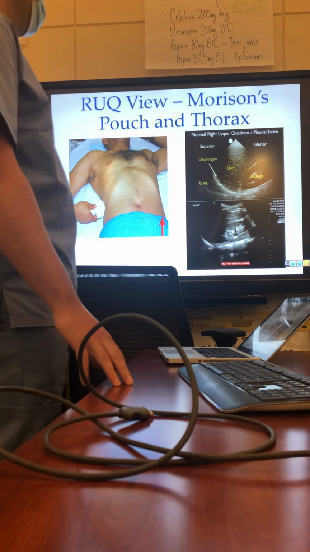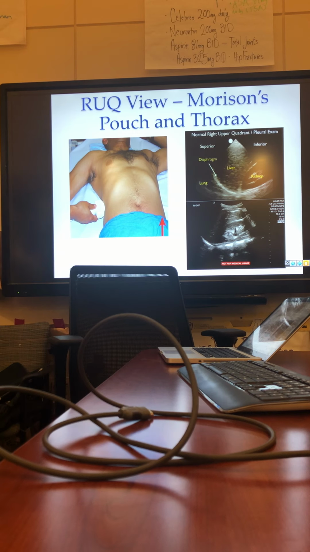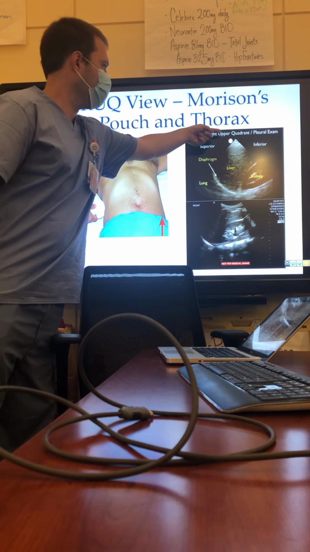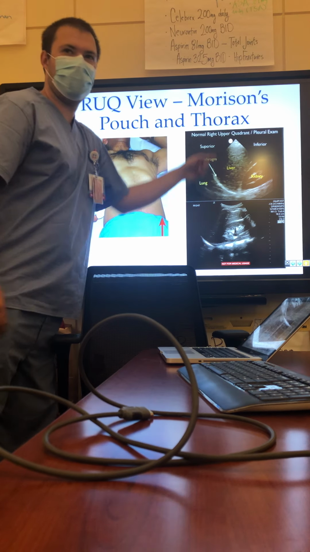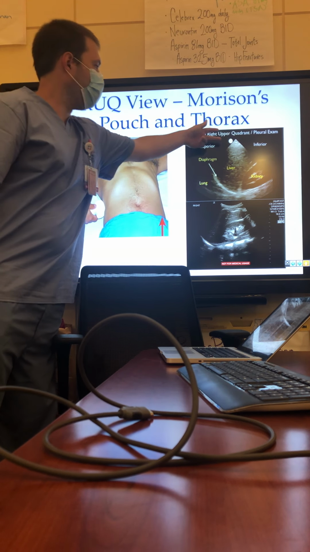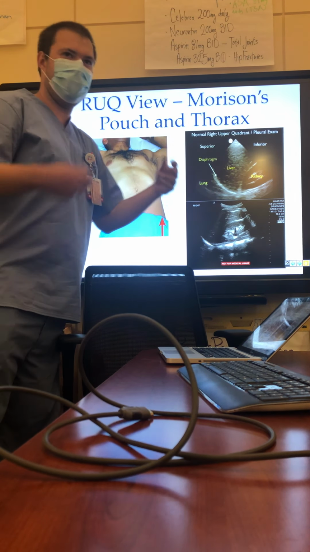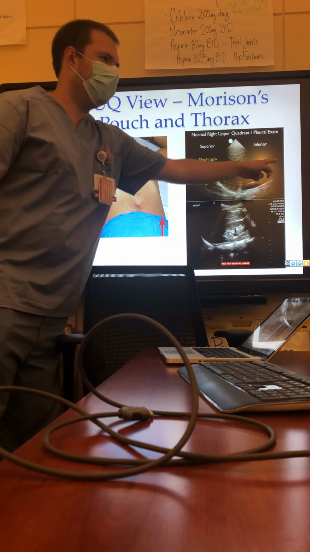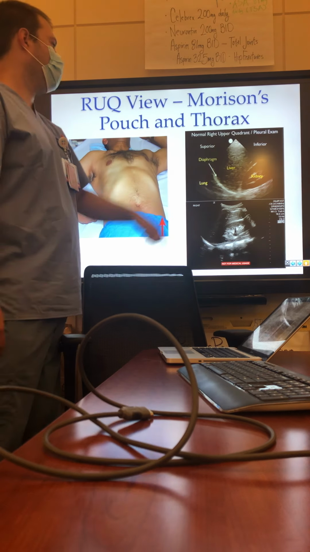Okay, so this is where we start getting into clips. Again, this is your first view. Just to orient us, the probe is up top on the screen, and everything on the top is superficial, and everything down here is deep. This is closest to the probe marker, and the other side is opposite the probe marker.